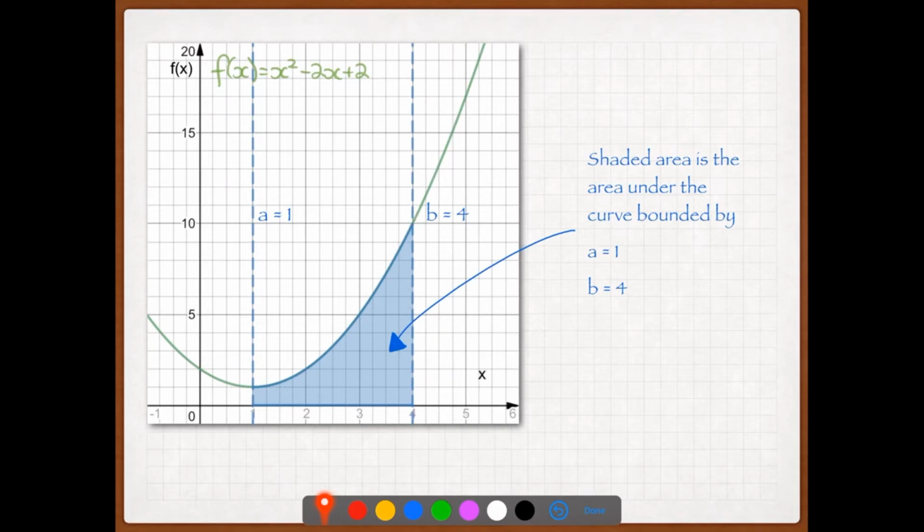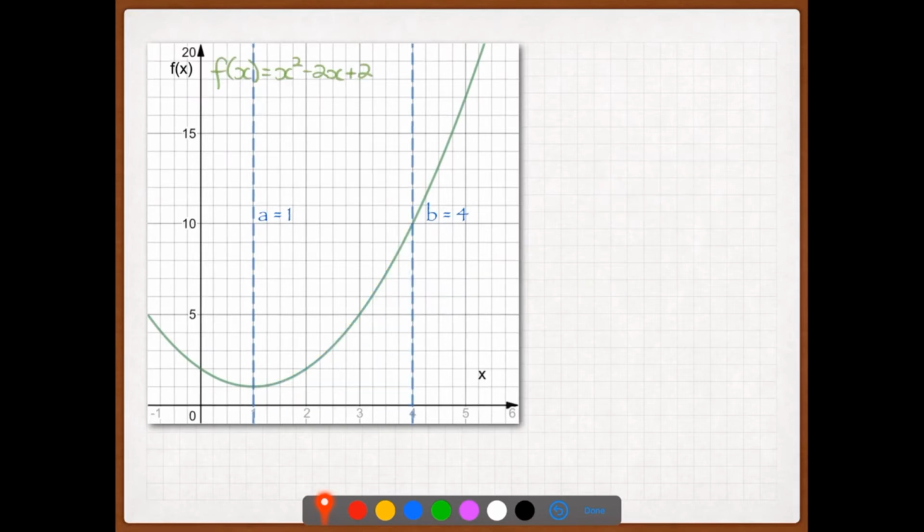The next thing we need to do is decide the number of subintervals or rectangles that we're going to be splitting up our graph into. In this case, I'm going to keep it really simple. We're just going to do n equals 3.